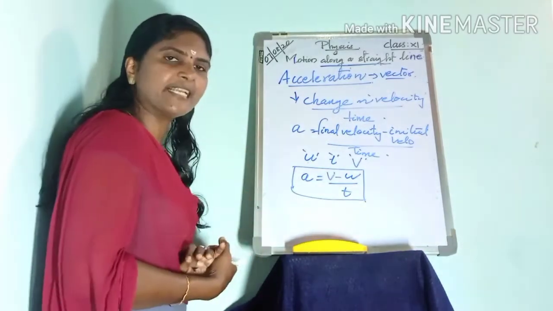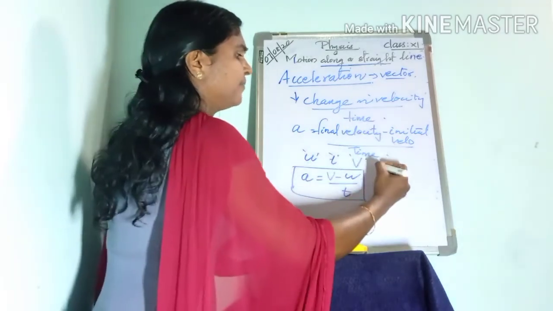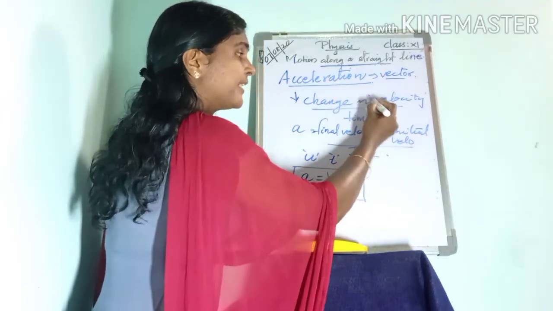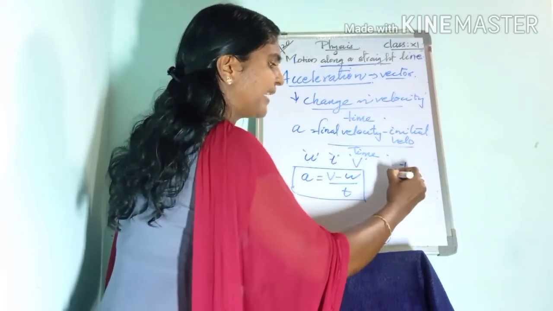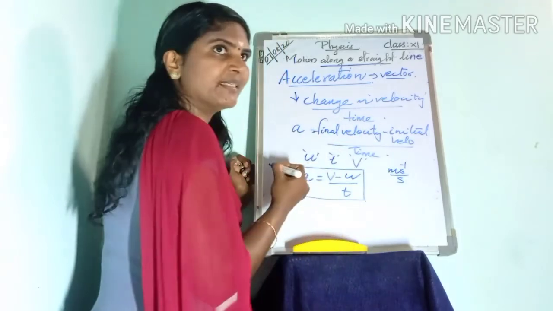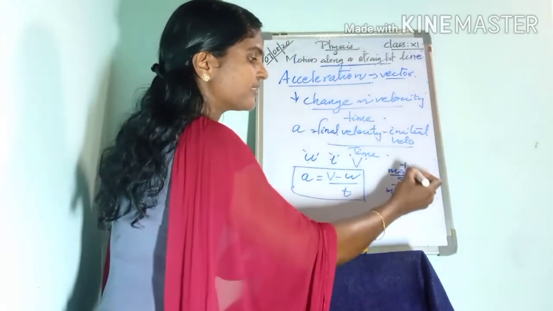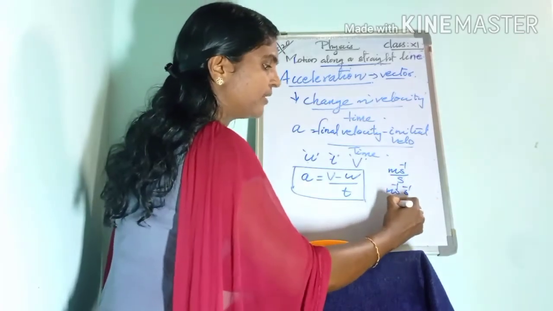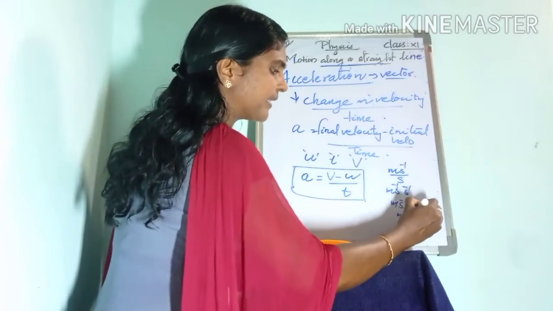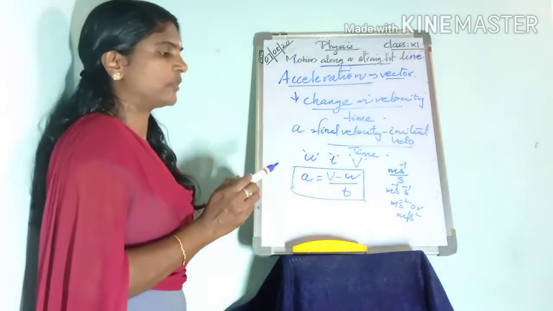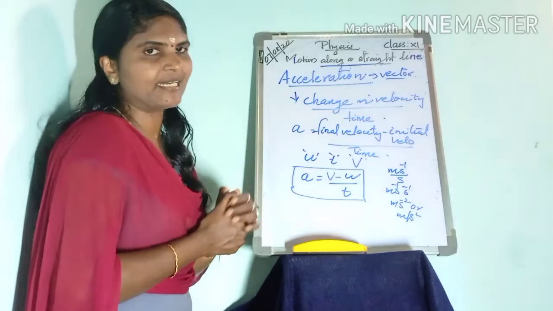Then you know the unit of acceleration. Can you find the unit of acceleration? See here. Acceleration is equal to change in velocity by time. You know the unit of velocity, meter second raised to minus 1, again divided by time. The unit of time is second. When this s goes up, it becomes again s raised to minus 1. So meter second raised to minus 2, or meter per second square, is the unit of acceleration.